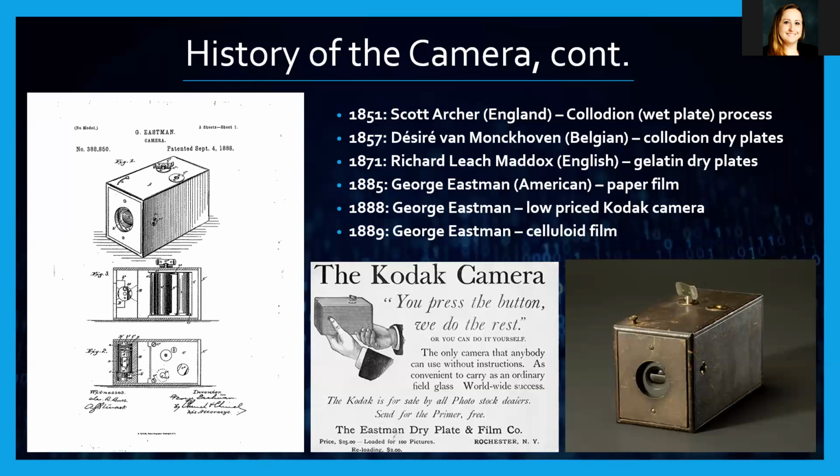It eliminated the need for tripods and allowed for handheld cameras. George Eastman, the founder of Kodak, was the first to use camera film. He started manufacturing paper film in 1885 and began selling Kodak's first low-priced and easily accessible camera in 1888, and then moved on to celluloid film in 1889.